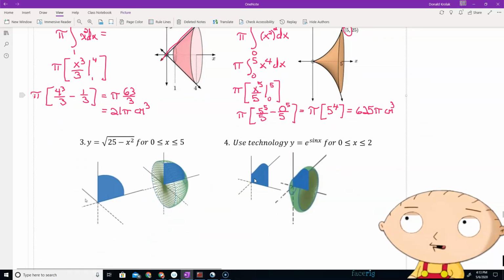So the function that you are given, as it's rotated around the x-axis, this is actually the function that is the radius. So we have to square the radius and multiply it by pi in order to get the area of the circular base of each cylinder. And then we multiply that by the height to get the volume.